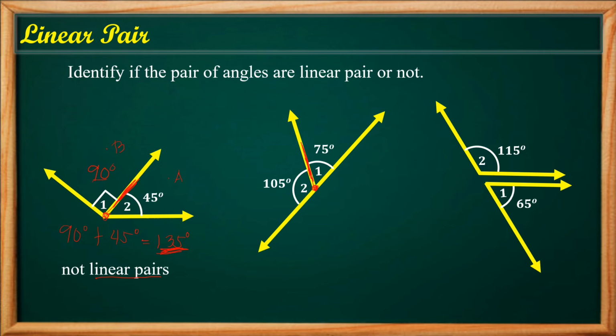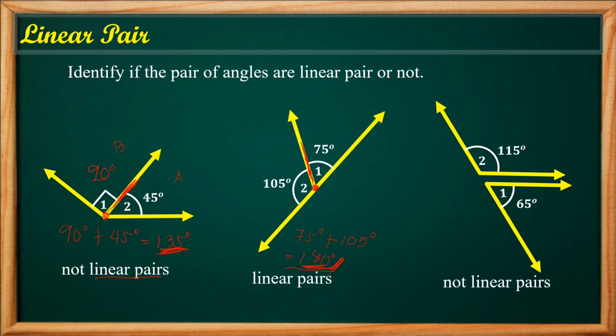Let's check. Angle 1 is 75 degrees plus angle 2 is 105 degrees. Then, 75 plus 105, the total is 180 degrees. Then they are supplementary because it is 180 degrees. Therefore, it is a linear pair. Okay, that is a linear pair because it is adjacent and they are supplementary.